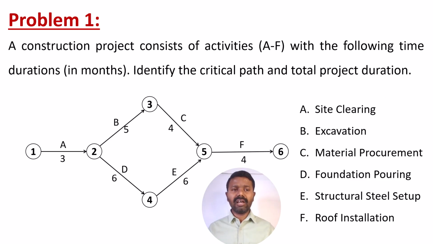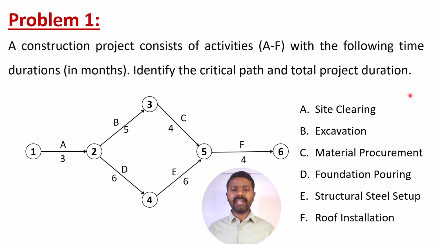So let us take one example and try to understand how we are going to identify the critical path. Problem 1. A construction project consisting of activities A to F with the following time duration in months. Identify the critical path and the total project duration.